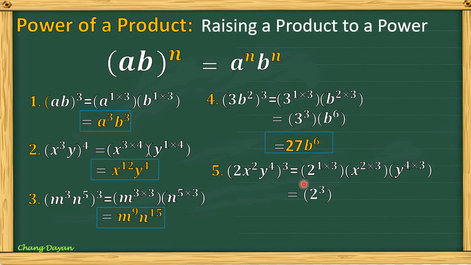Now, let us perform the operation. 1 times 3 will get 3. 2 times 3, 6. 4 times 3, 12. Hindi pa yan ang final answer. Expand natin to. So, 2 times 2 times 2. 2 times 2 is 4. Times 2 will get 8. Then copy x raised to 6th, y raised to the 12th power. Therefore, our answer here is 8x raised to 6th, y raised to the 12th power.